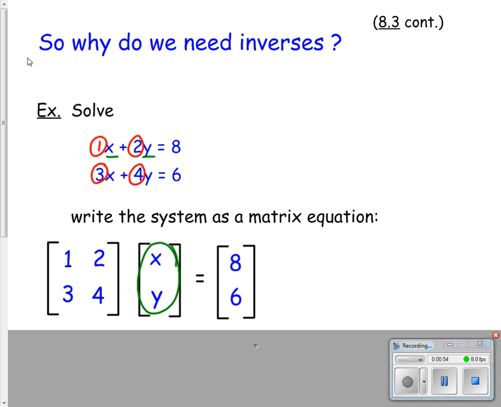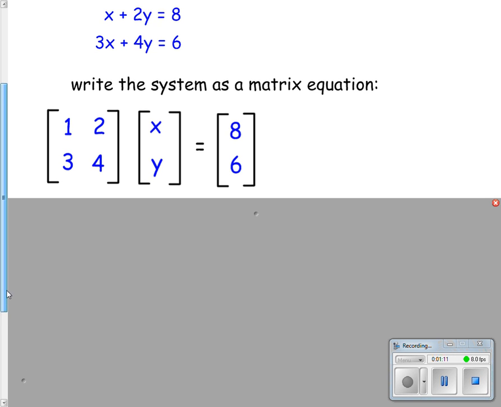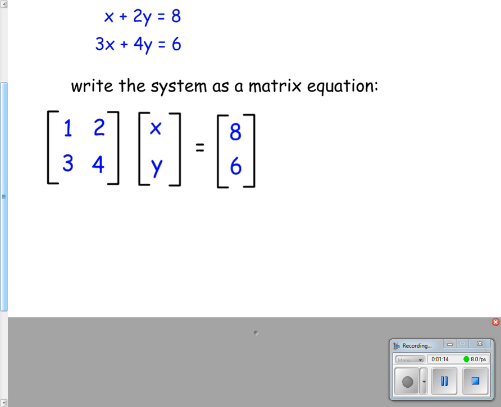And then we'll take the two answer numbers and put those on the other side of the equal sign in the answer matrix. So we can take any system of equations and transform that into a matrix equation. Once we have that, the next few steps are simple. All we need to do is calculate the inverse of our coefficient matrix. And we have a few methods to do that.